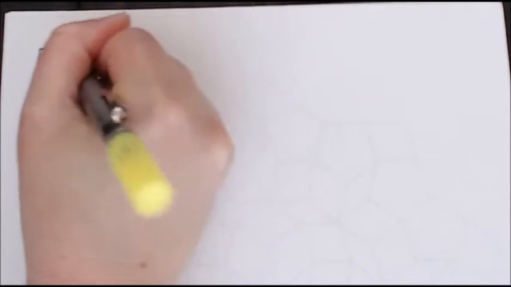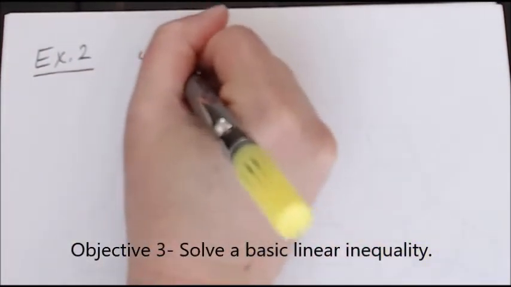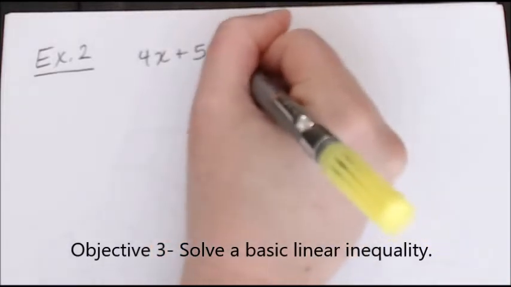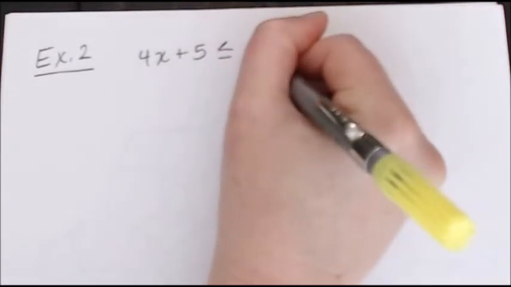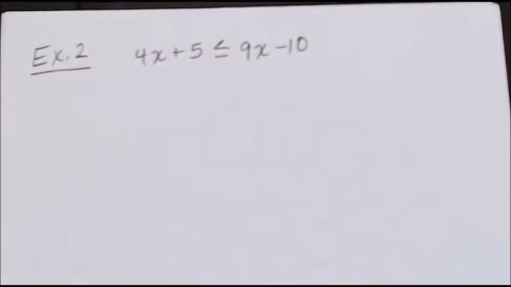All right, so the next example, they want us to actually do a little bit of algebra here and solve this inequality. So we have 4x plus 5 is less than or equal to 9x minus 10. So you're going to solve this just like a normal equation. We want to combine any like terms, do any distributing if we can, and we want to get all of the x's to one side and all of the constants to the other.